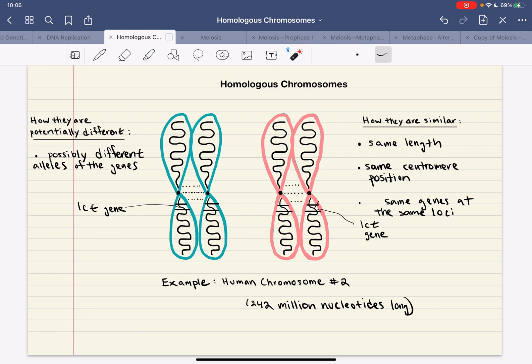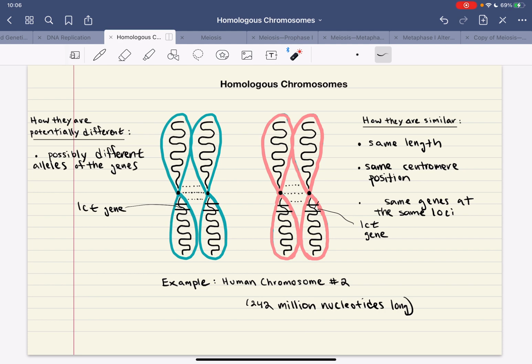Maybe from the other parent, from the mom, they have the lactose tolerant gene that allows them to continue to express this gene their entire life. So same gene, intended to code for the same protein, different versions.